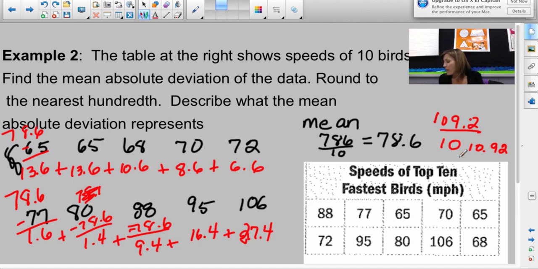So the average distance, because it says describe what the mean absolute deviation represents. So in this problem, the average distance each data value is from the mean is 9.2 miles per hour. So the average distance from the mean is 10.92 miles per hour.